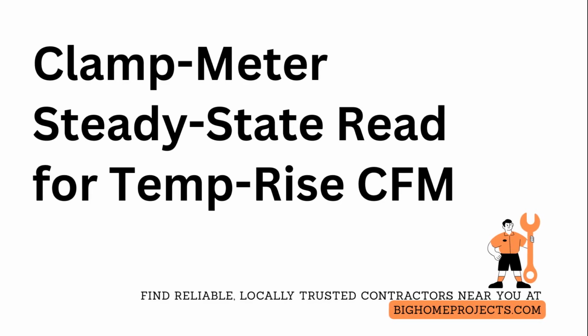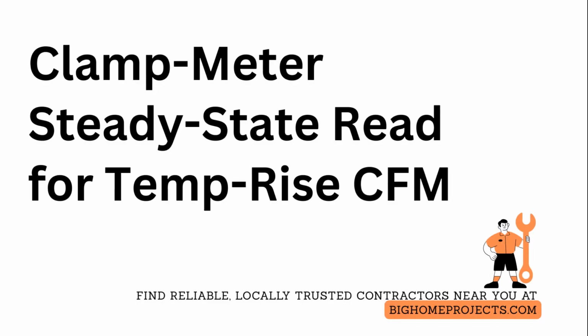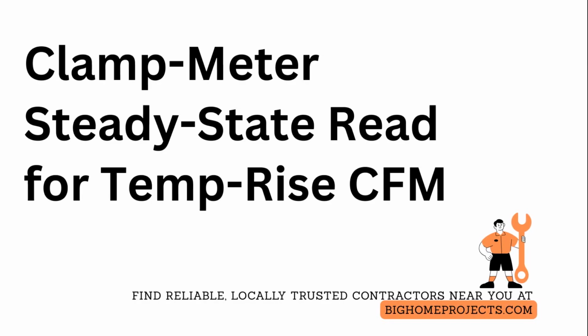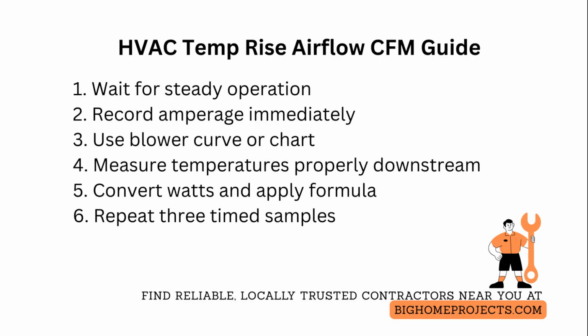Measure airflow CFM with the HVAC Temp-Rise formula by getting a steady-state heater and blower current reading right when both are running to ensure accurate temperature delta and airflow calculation. Start by confirming the system is at steady operation. Run the blower and heating element until the supply air temperature stops climbing for at least 30 seconds.